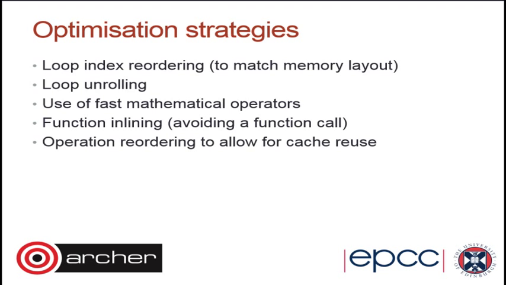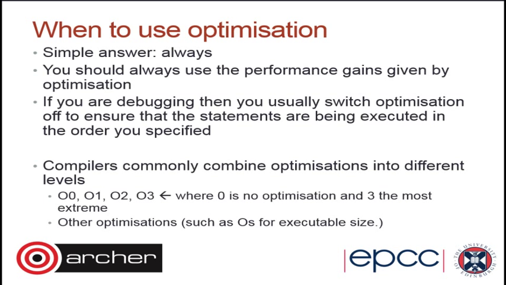So when should we use optimization? Well, the simple answer is always. Always use it because it will give you a good performance increase, with some caveats we'll mention in a moment. But if you're trying to debug your program, if you're trying to figure out why it's gone wrong, you should really try and disable optimization.